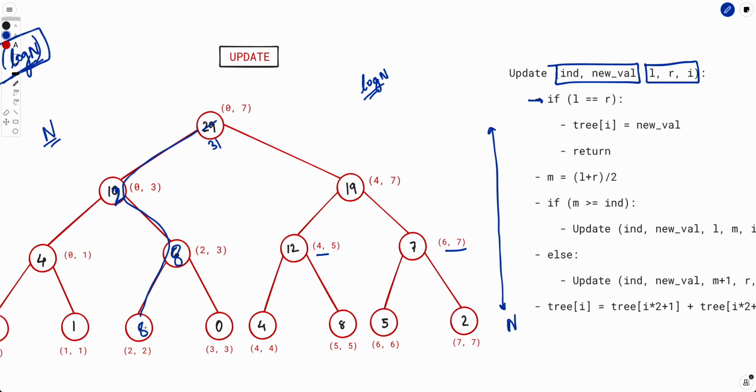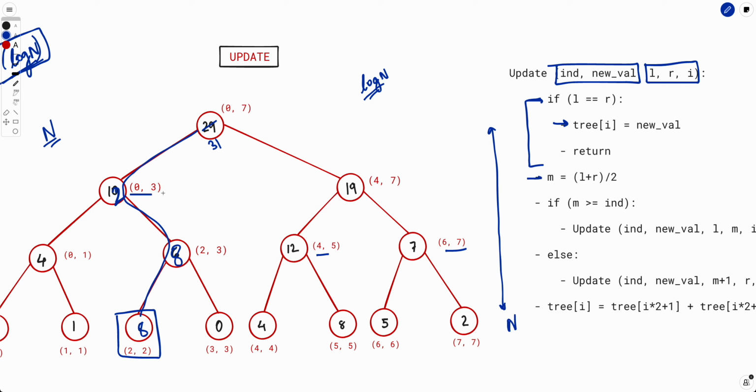So if we reach a leaf node, we know that we need to update this leaf node to the new value. Now, why? Because we are sure that we will be following the path that leads us to that exact node that we are trying to update. So if we are at a leaf node, we know this is the index that we have to update, right?